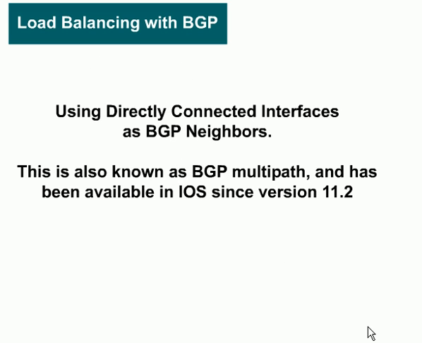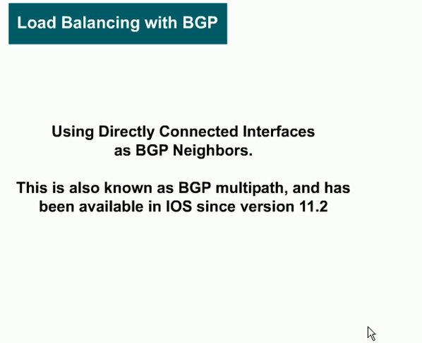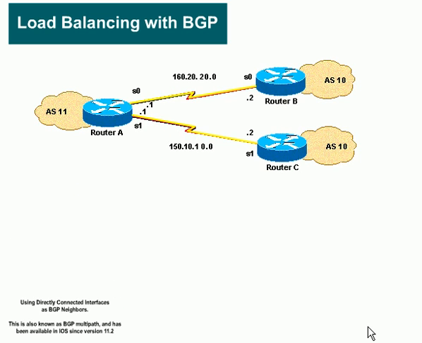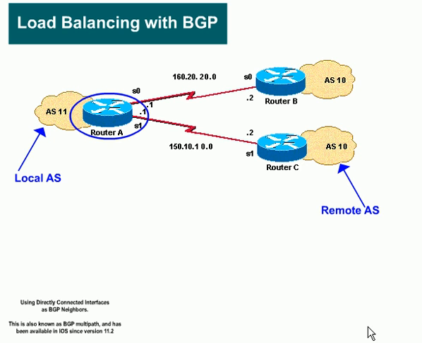Using directly connected interfaces as BGP neighbors. This scenario shows how to achieve load sharing when multiple links exist between a remote autonomous system and a local autonomous system. A further qualification assumes that these multiple links are terminated in one router at your local AS and on multiple routers at the remote AS in a single-homed BGP environment. We'll use the following network diagram as an example.